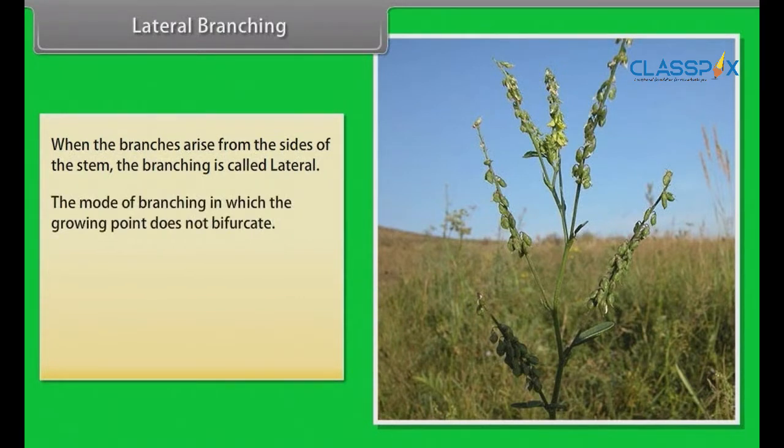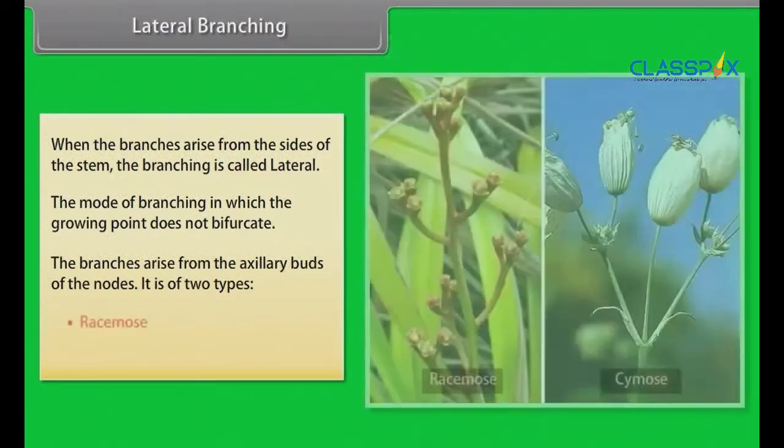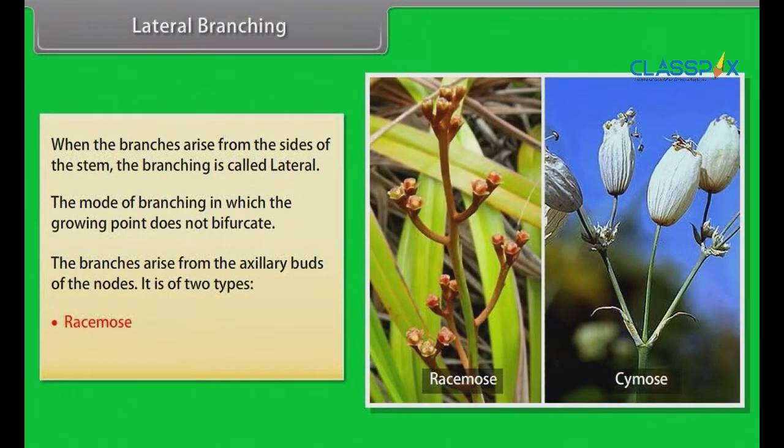The mode of branching in which the growing point does not bifurcate. The branches arise from the axillary buds of the nodes. It is of two types: racemose, cymose.